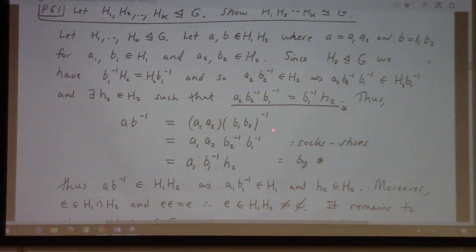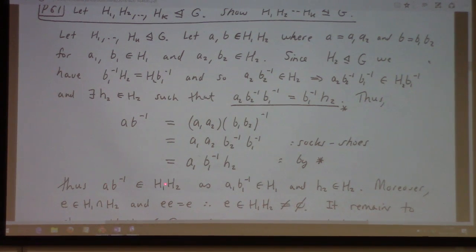And now you see why I was picking on A2 B2 inverse B1 inverse. It's because I wanted to move this B1 inverse over there. So I move it over there, and now I've got A1 B1 inverse H2. But check it out. That's something in H1 times something in H2. Consequently, AB inverse is in the product of H1 and H2.